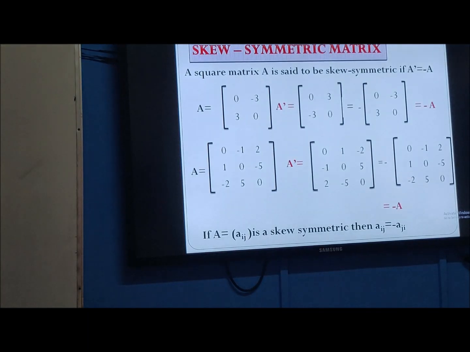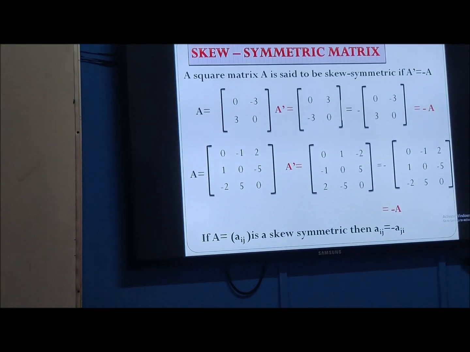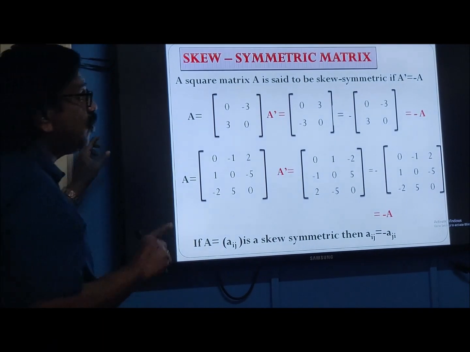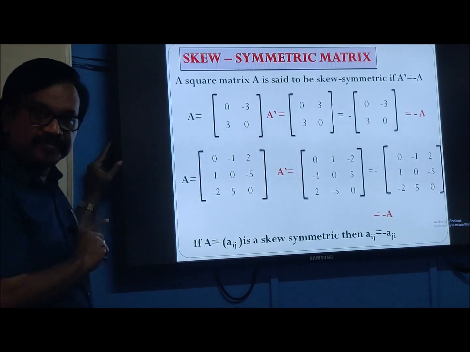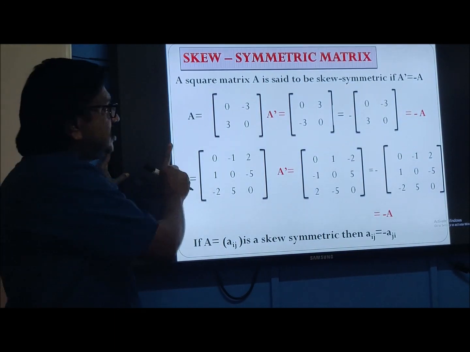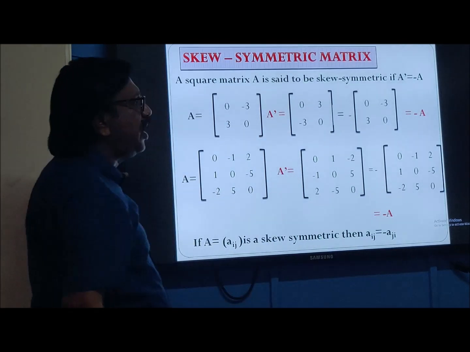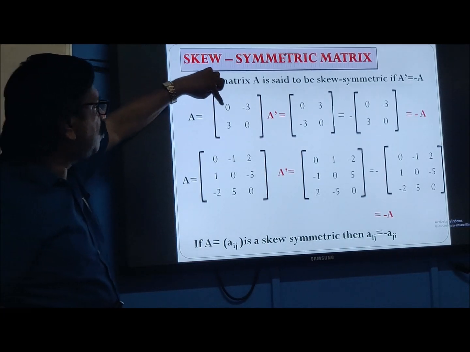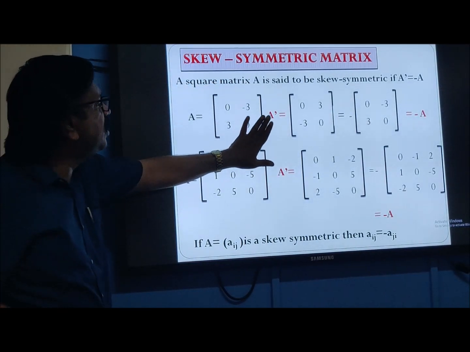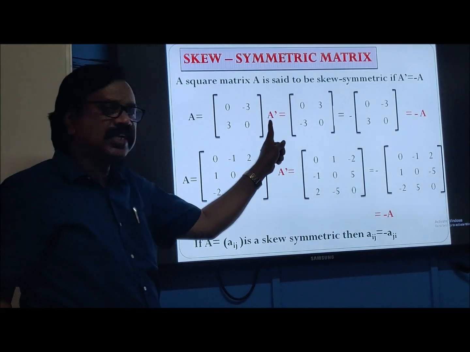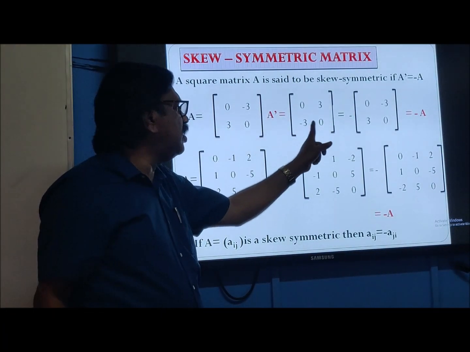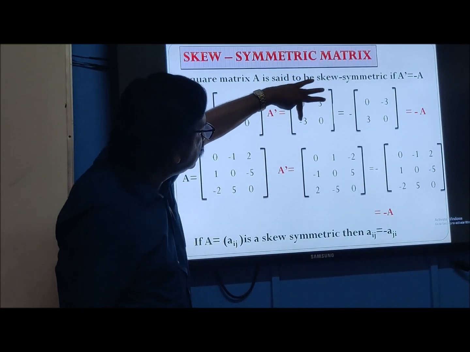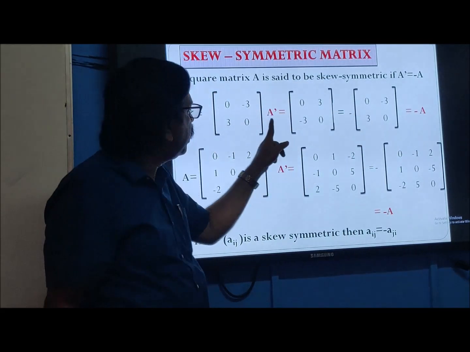Next, we can see what is skew symmetric. A square matrix A is said to be skew symmetric if the transpose of that matrix is minus of A. You see, a matrix is said to be skew symmetric if A transpose equal to minus A. You see the example here. If A is the matrix [0, minus 3; 3, 0], if you are interchanging the rows and columns, we are getting the transpose [0, 3; minus 3, 0]. If you are taking one minus outside, then what will we get? [0, minus 3; 3, 0]. You see, that is minus of A only.